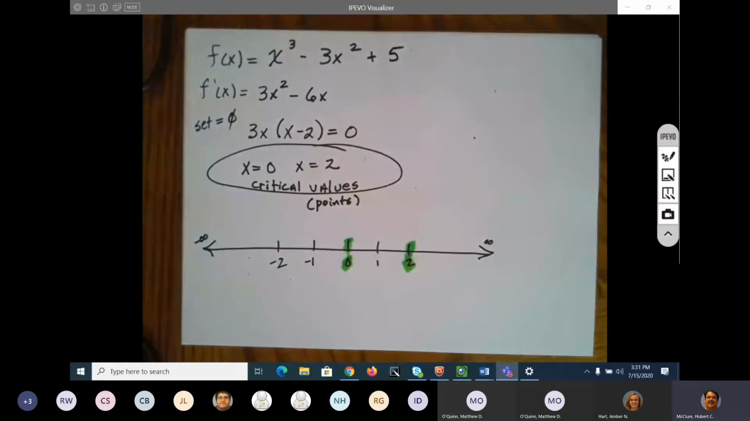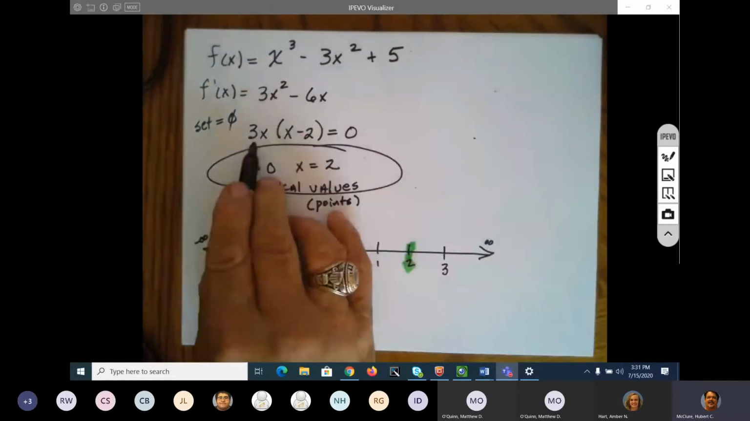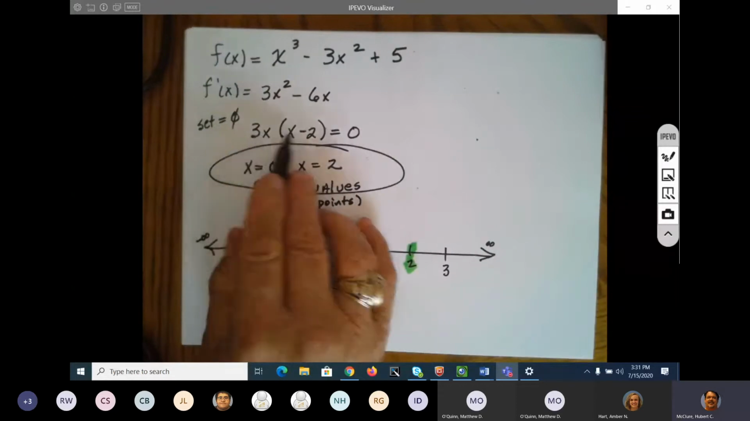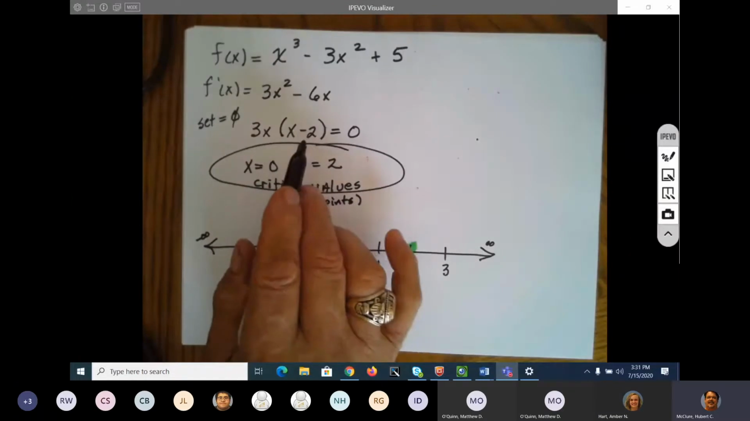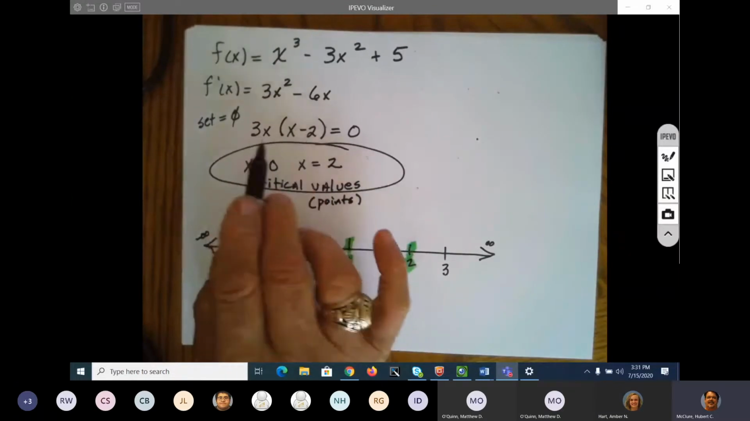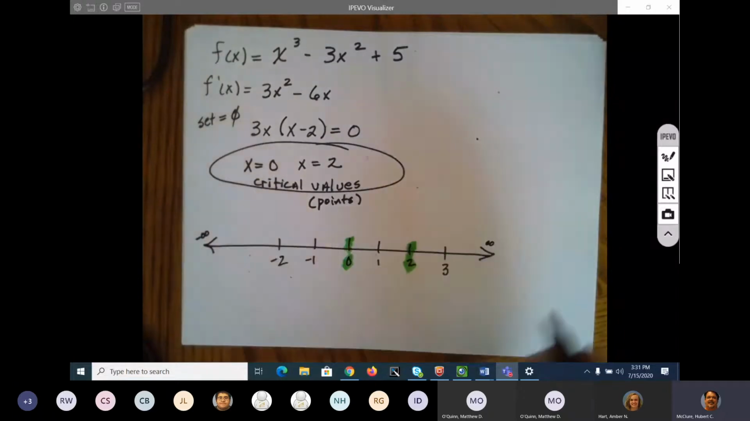Now I need to test my other values. So of course I'm going to pick 3, and I'm going to plug in 3. What's 3 times 3? That's 9. And 3 minus 2 is 1. I'm just checking for signs. So a positive 9 times a positive 1 is what? Positive.